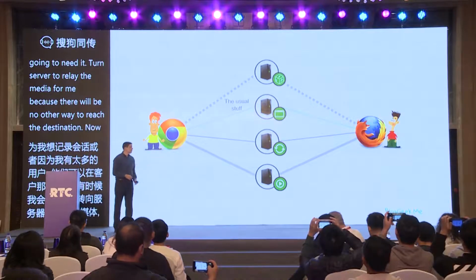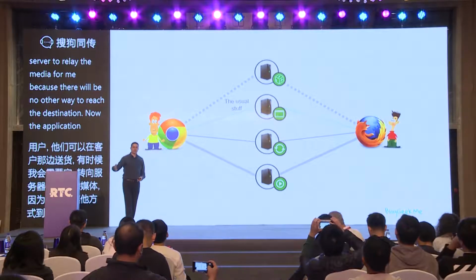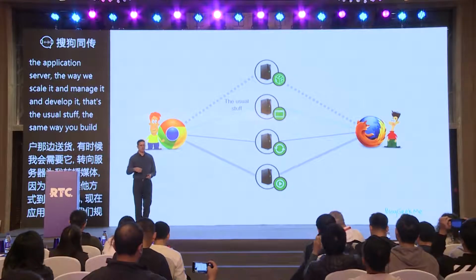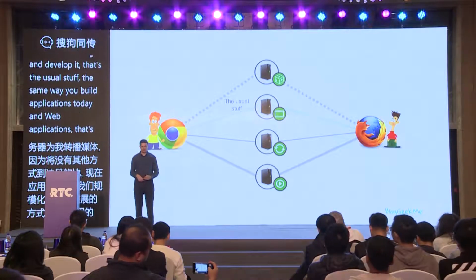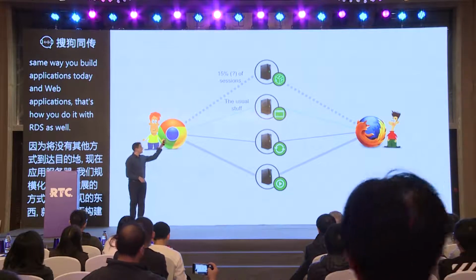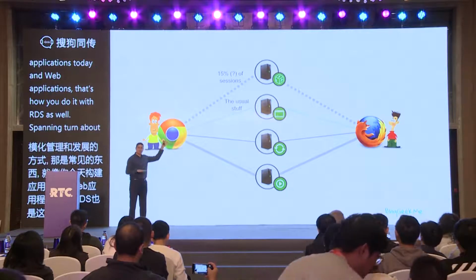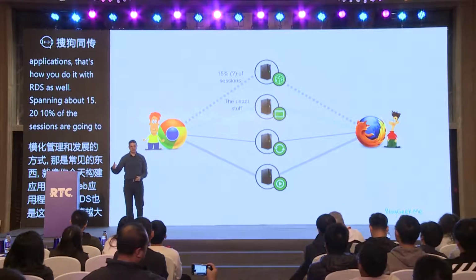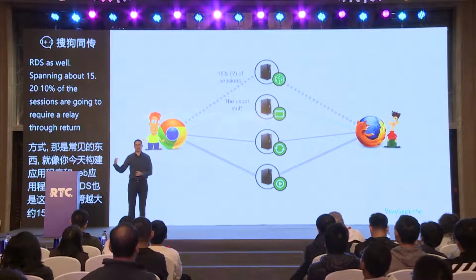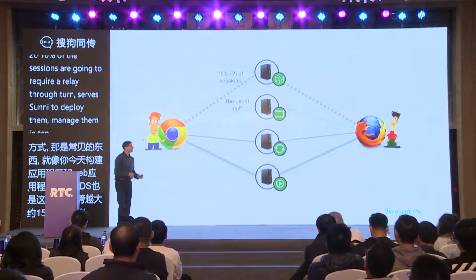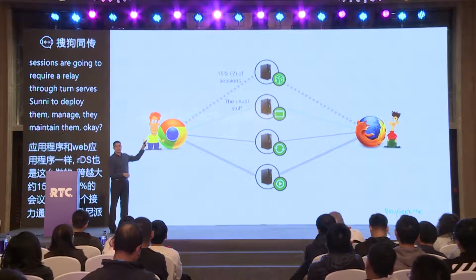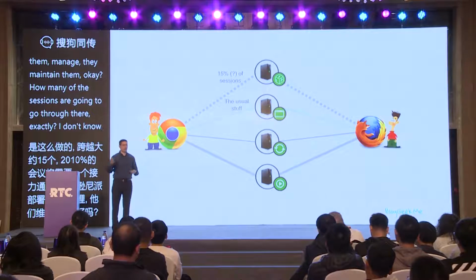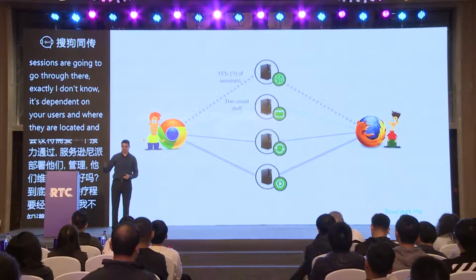Now, the application server, the way we scale it and manage it and develop it, that's the usual stuff. The same way you build applications today and web applications, that's how you do it with WebRTC as well. STUN and TURN, about 15, 20, 10% of the sessions are going to require a relay through TURN servers. So you need to deploy them, manage them, maintain them. Okay? How many of the sessions are going to go through there exactly? I don't know. It's dependent on your users and where they are located and how you've configured your servers.